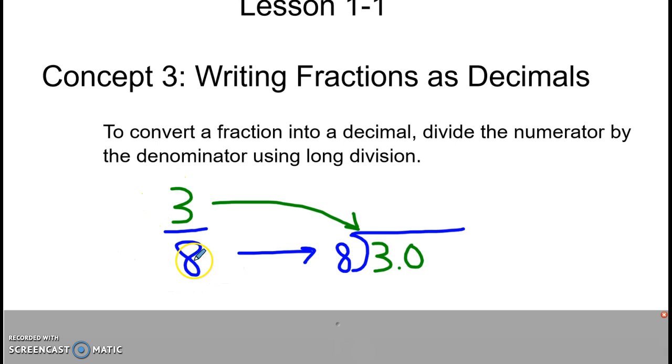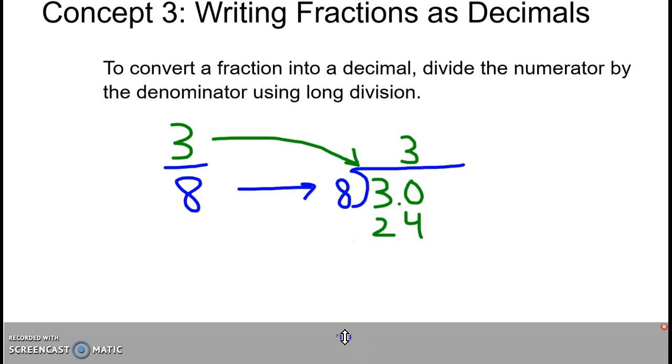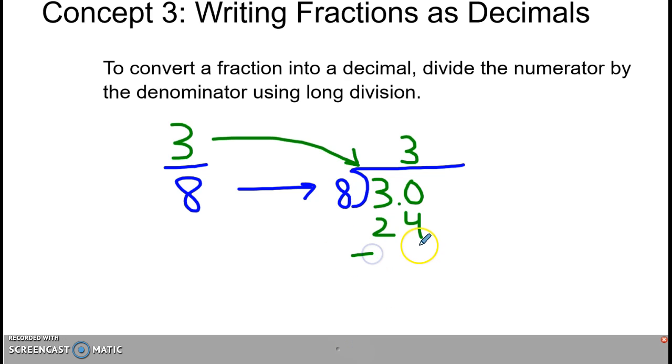So you're going to use long division, place the denominator on the outside, the numerator goes inside, and then you're going to evaluate with long division. 8 goes into 30 3 times. 3 times 8 is 24. Subtract. We get 6. Gonna need another 0, so bring that down.